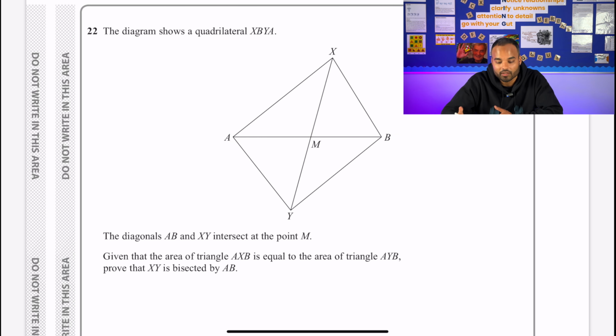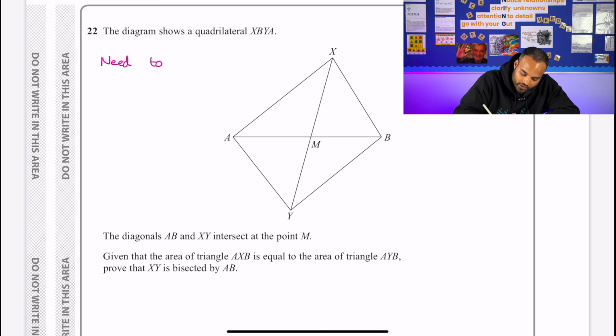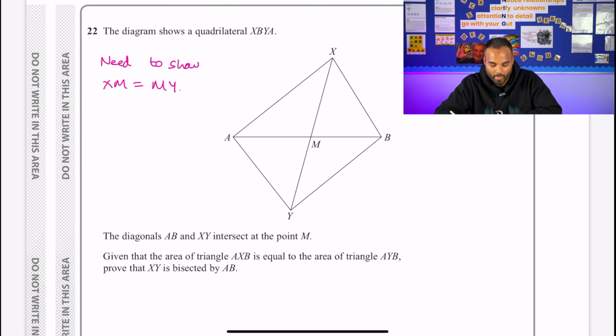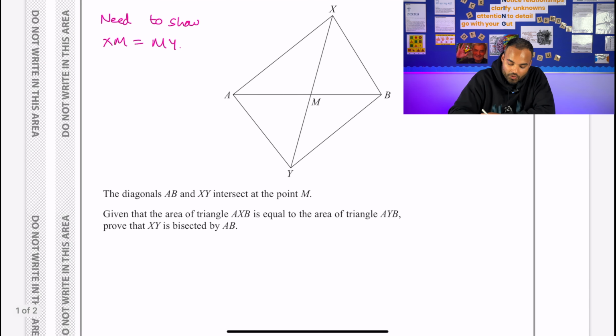Bisect means to cut into two equal parts. So really, what we're asked to show, and I'll write it down, is that XM and MY are the same. So if I write that down here so that you have an idea of what we're trying to do, we need to show that XM is equal to MY. The fact that these two triangles, this one over here and this one over here, have the same area is actually really useful.